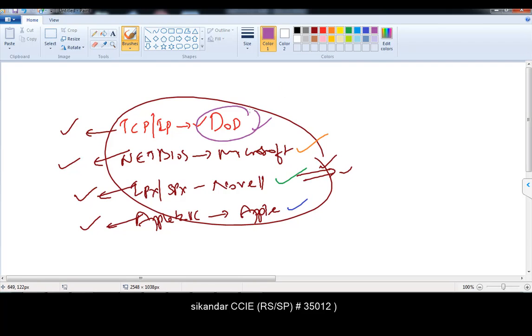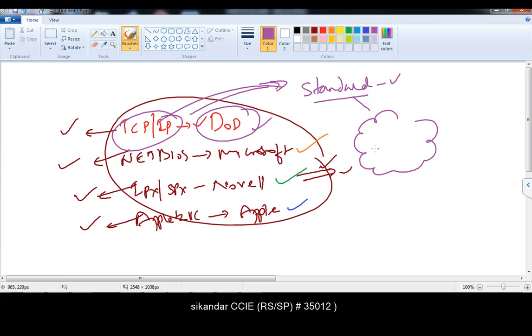But later on, TCP/IP was made a standard language. Standard means, like English, we have a standard language which is most commonly used. In a similar way, they made TCP/IP a standard language because of one reason: the internet. Because the internet is the biggest network in the world, where everyone is connected.